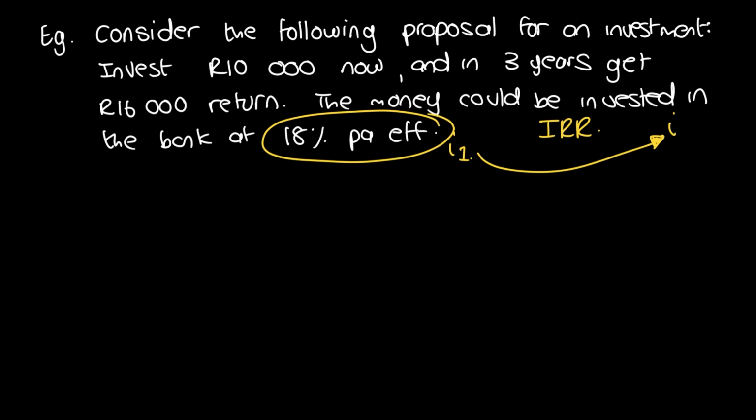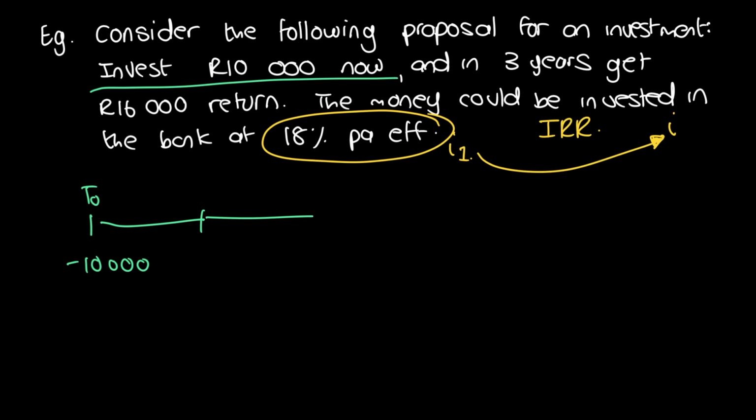So it says invest 10,000 Rand now. So we're going to start off with T0 and we're going to put minus 10,000 because we invest it. So we're losing the money for the time period. We don't have it on us. We've given it to whoever is doing the investments. Then in 3 years' time, get 16,000 Rand return. So we have 1, we have 2, and then we have 3. So at T3, we get 16,000 Rand back.